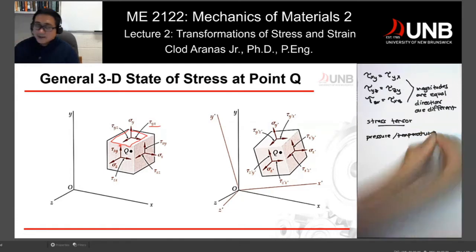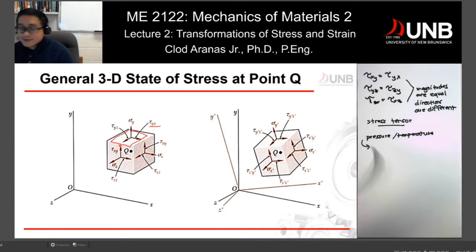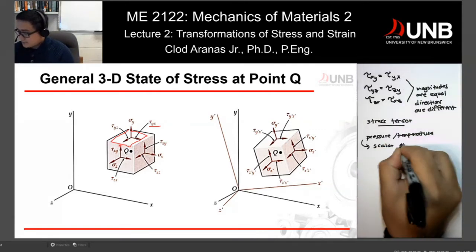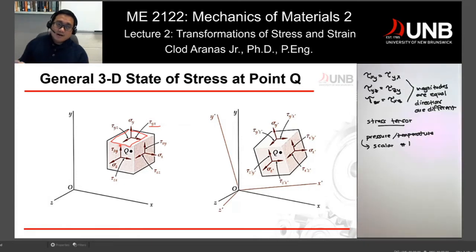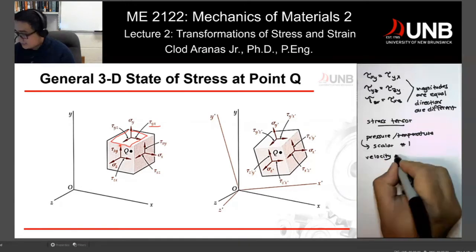Normally, if we quantify it, we are given just one number. So let's say it's 0 degrees Celsius right now, or could be 5 degrees Celsius, or whatever pressure. Normally this is described by one number. So we can say that pressure and temperature are scalar quantities. That's only described by one number. And then we can have, for example, velocity and heat flux.